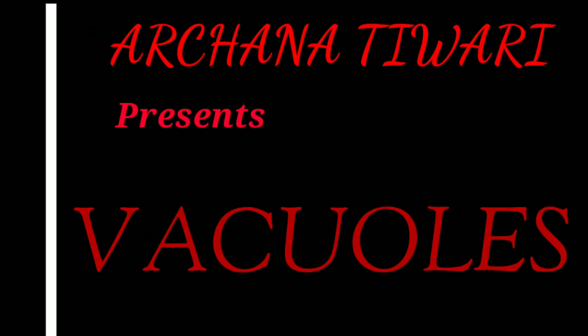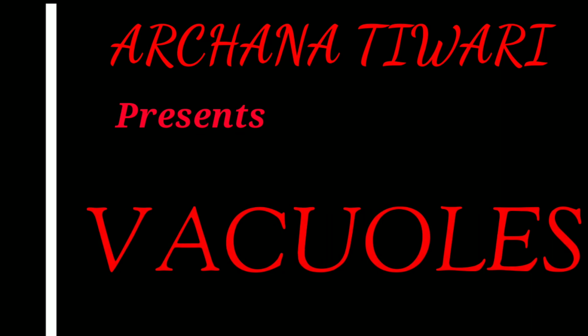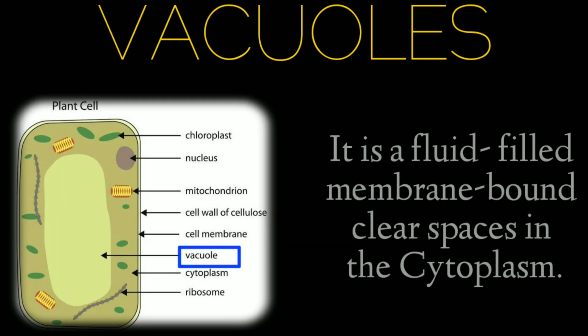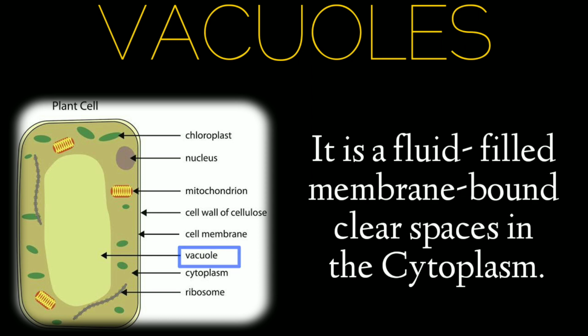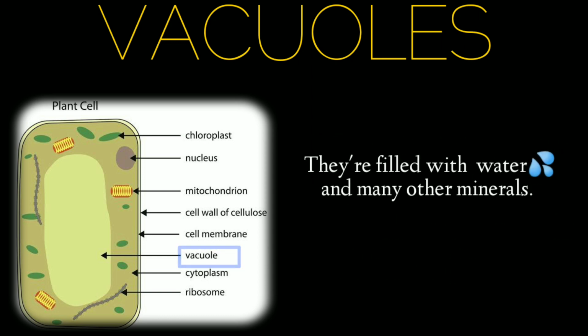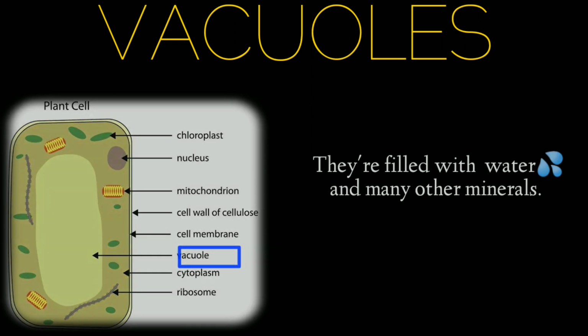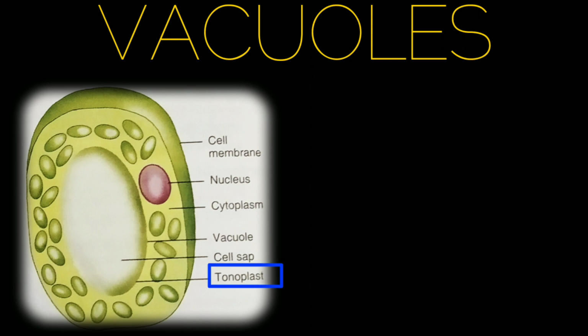Good morning, class. Let's move to our last topic of the chapter, cell, that is vacuole. This is the last cell organelle. Vacuole is a fluid-filled, membrane-bound clear space in the cytoplasm that is filled with water and many substances like minerals, sugars, carbohydrates, organic acids, pigments, and metabolic waste in the form of solution. It is present inside a membrane, and the membrane which covers the vacuole is known as tonoplast, see in the diagram, and the liquid which it contains is known as cell sap, right?